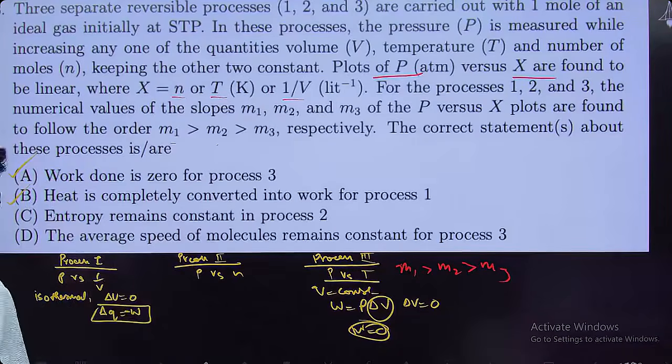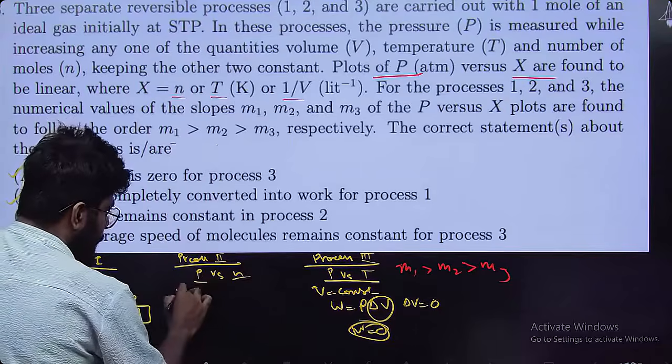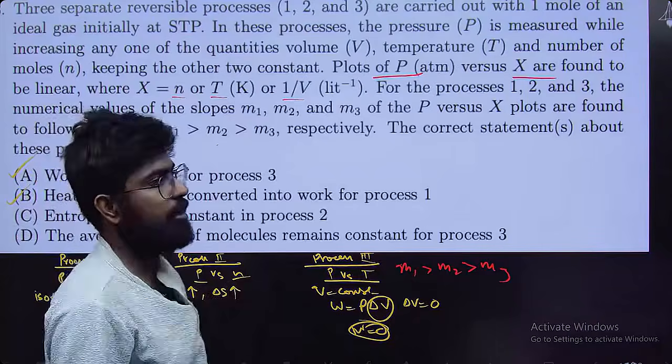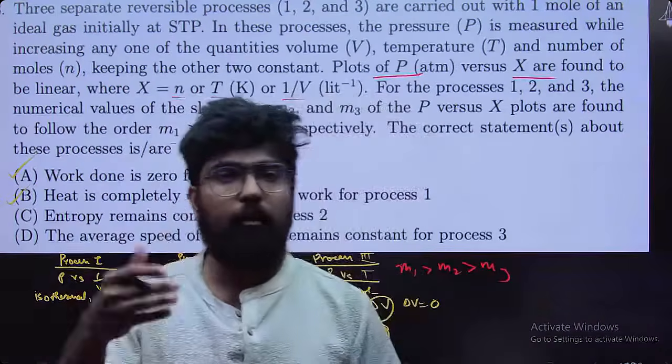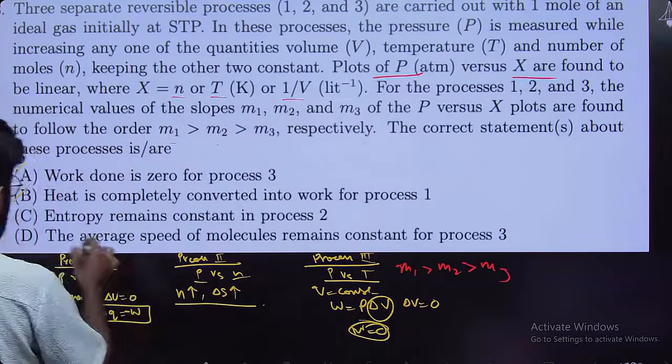Entropy remains constant in process 2. Here we know that we have to plot the graph of P versus N. Obviously, as we increase the N, delta S will increase, because entropy is the randomization that increases with the increase in the number of moles of the gaseous particles. So obviously entropy is not going to be constant.